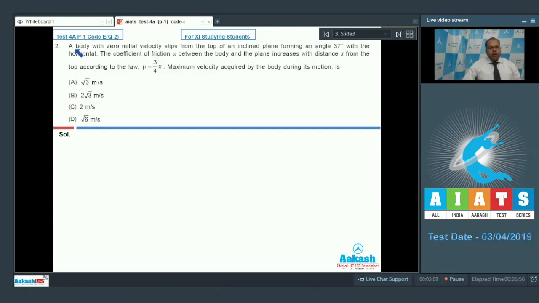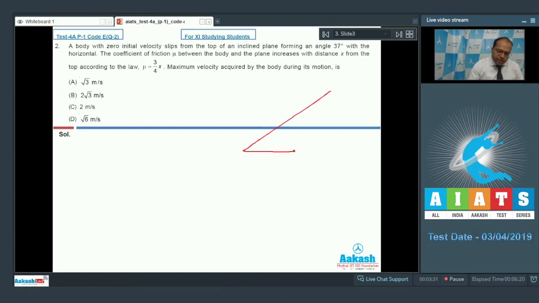In question number 2, a body with zero initial velocity slips from the top of an inclined plane, forming an angle of 37 degrees with the horizontal. The coefficient of friction mu between the body and the plane increases with distance x from the top according to the law mu is equal to 3 by 4 x. Maximum velocity acquired by the body during its motion is. So let's analyze the situation.